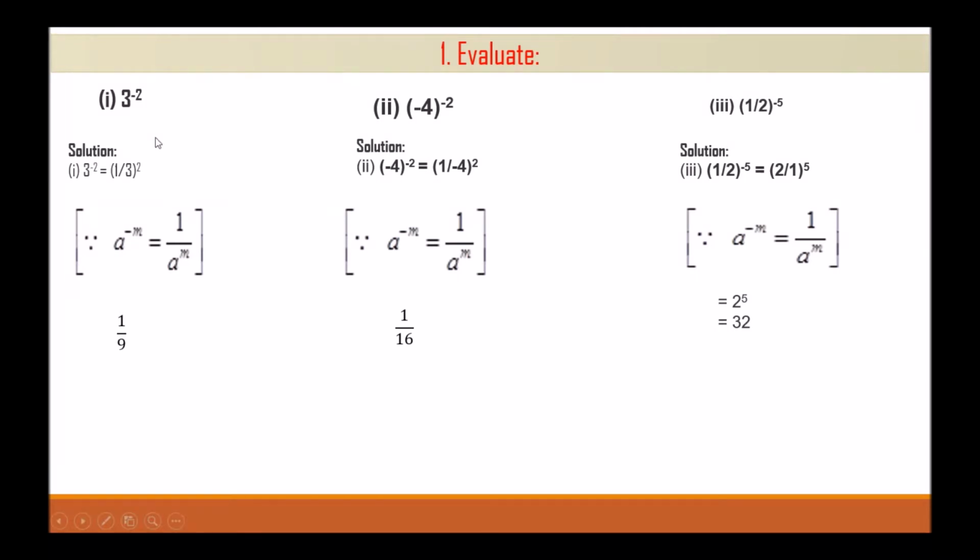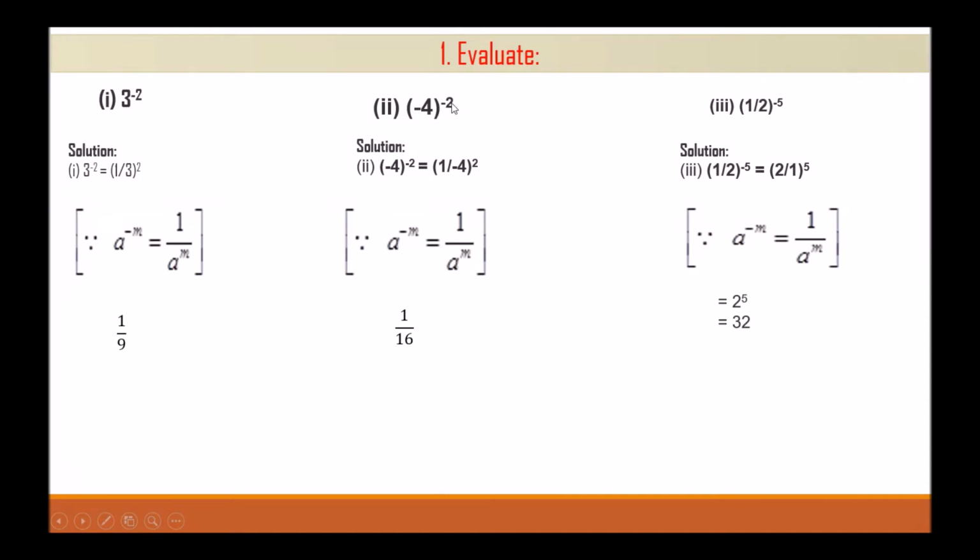The first question is evaluate. We have to evaluate 3 raised to minus 2. So 3 raised to minus 2 can be written as 1 upon 3 whole squared. Why? Because to remove the minus sign we have to take the reciprocal of the number. So the formula is a raised to minus m equals 1 upon a raised to m. So the answer is 1 upon 9.